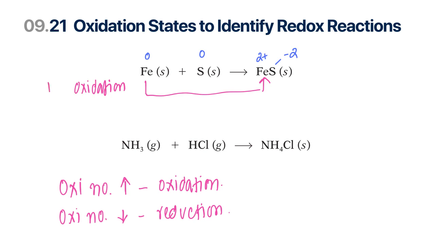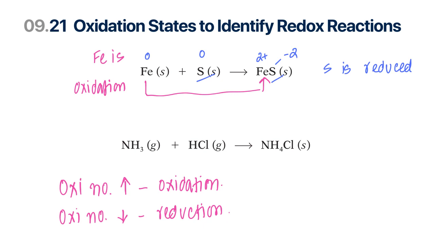Iron, Fe, I don't have too much room here. Let me erase that. Iron is oxidized, is undergoing oxidation. Let's go with that. Okay? And on the other side, sulfur is being reduced. Sulfur is reduced because there's a decrease in oxidation number for sulfur, and that's reduction.